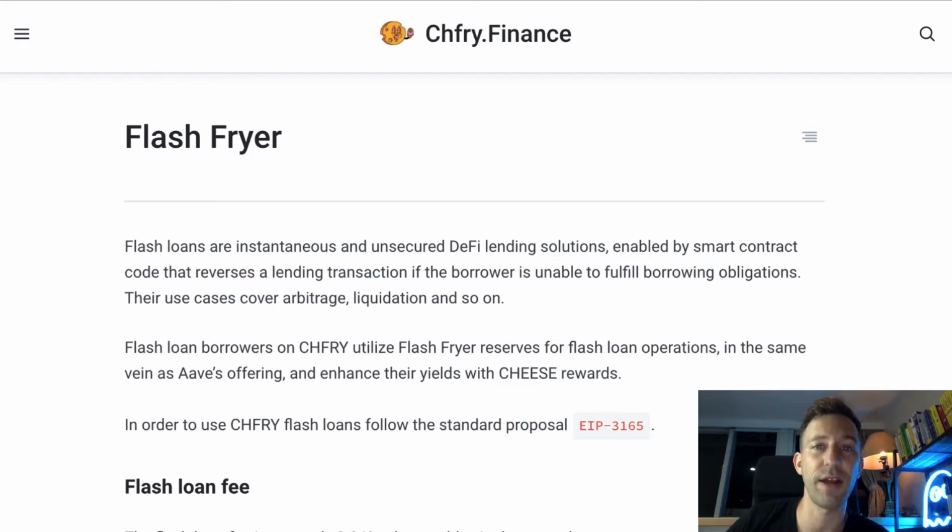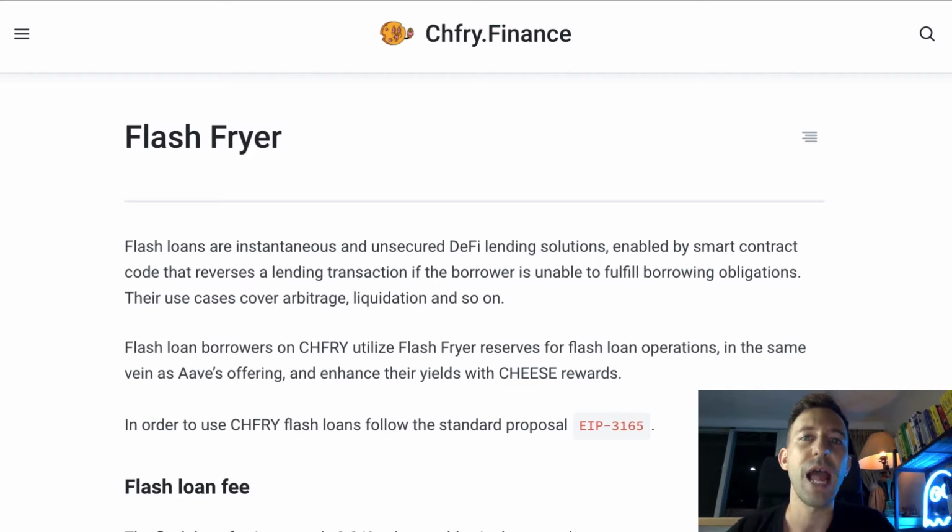And finally, the last component of CHFRY is the Flash Flyer. Flash Flyer is the flash loan feature of CHFRY. Anybody can tap into the liquidity of CHFRY for flash loans. It costs 0.06% to use the flash loan, which is about 30% less compared to other flash loan providers. On top of it, if you use a flash loan, you will get some cheese reward. That's what is called flash loan mining, and to my knowledge, this is the first time a DeFi protocol gives reward for just using a flash loan.